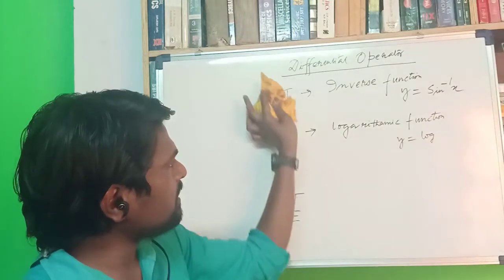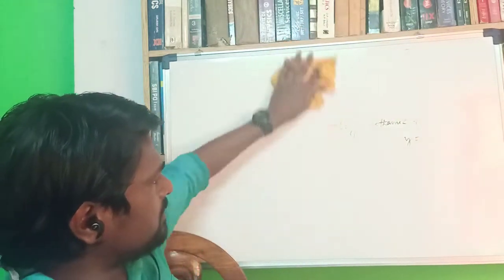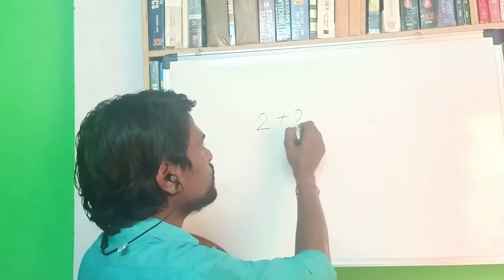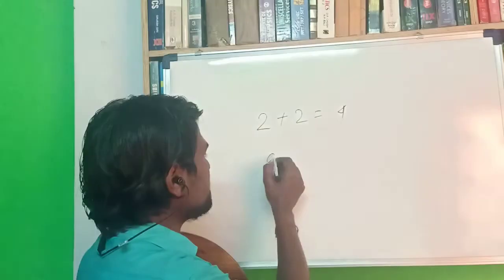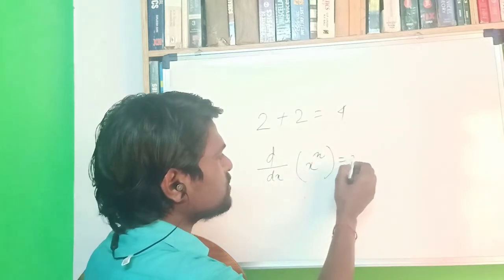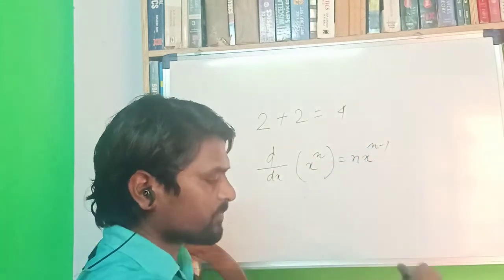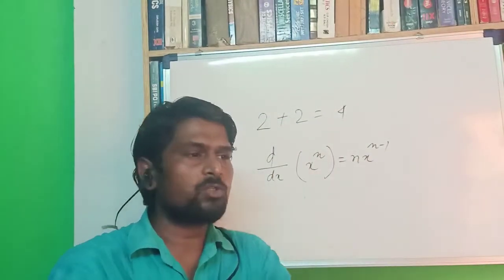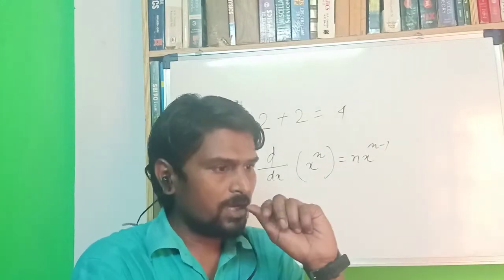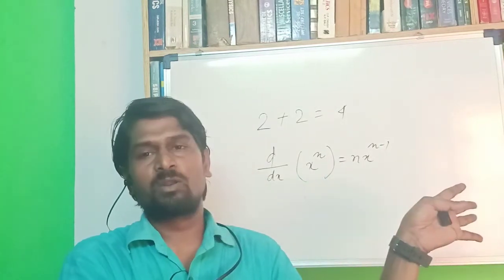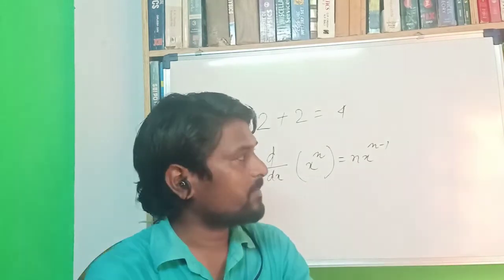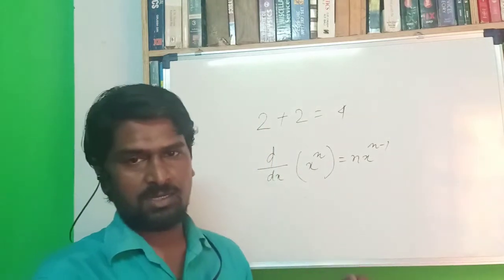Suppose I say that 2 plus 2 equal to 4, and d/dx of x to the power of n equal to n x to the power of n minus 1. If I say 2 plus 2 equal to 4, then it is like I have a bookshelf. But if I say d/dx of x to the power of n equals n x to the power of n minus 1, then I have a differential operator. So this is called a differential operator.